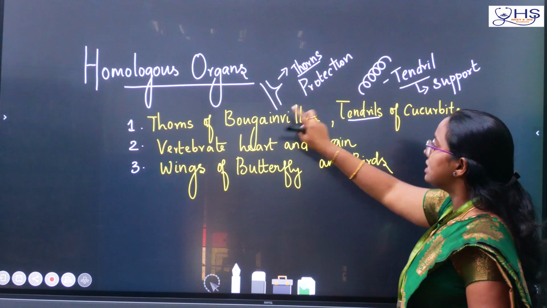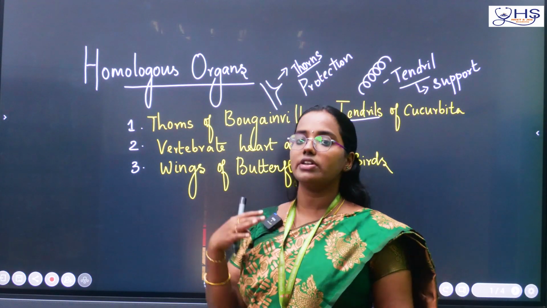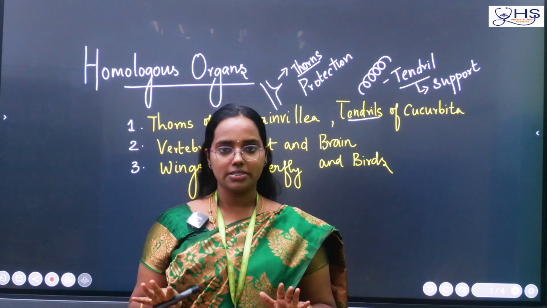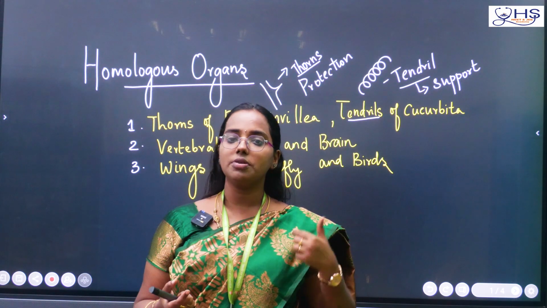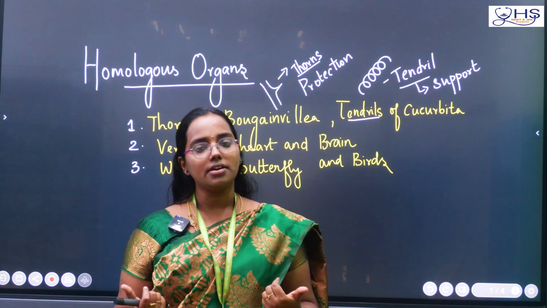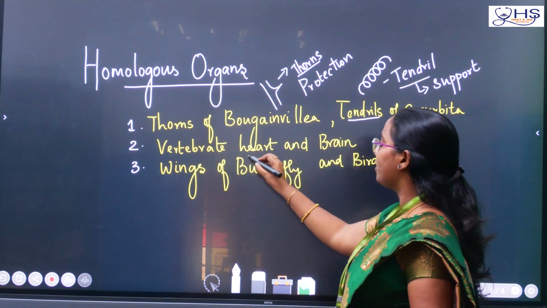So now this is an example for homology, and whether it is convergent evolution or divergent evolution, that is very simple. If you remember the key, you are watching a HD video. So HD means homologous, which comes under divergent evolution. Second example, you can see vertebrate heart and brain.